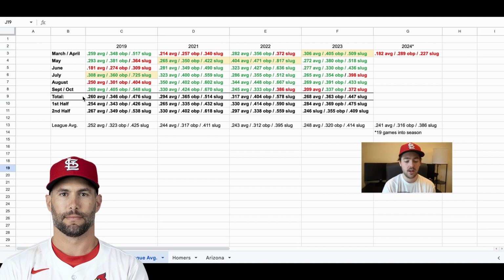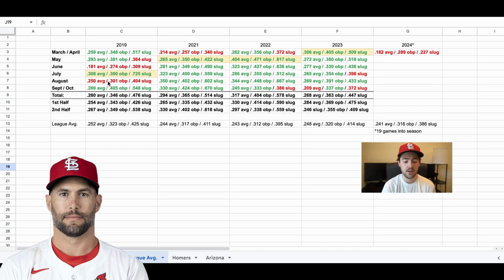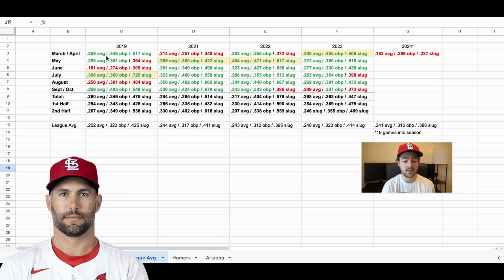As you can see, his cumulative stats here: .260 average, .346 on base, and .476 slug. Those are all a little bit better than league average that year. So Goldschmidt, while not having an impressive 2019, you can really argue, yes, he did kind of get off to a slow start for a few months and then really found something in July before having a slower August.